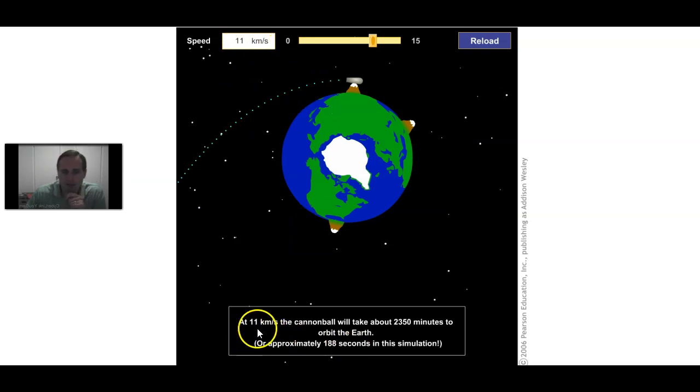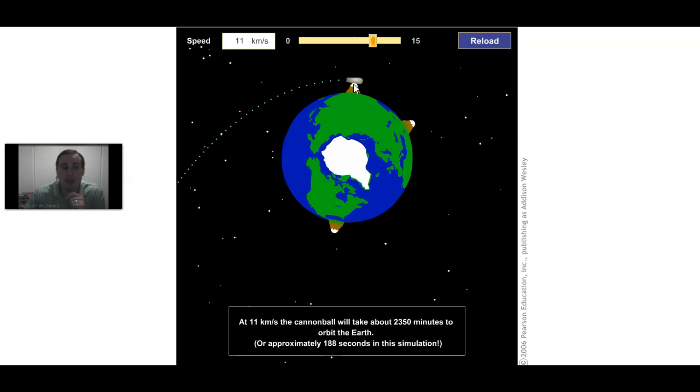Now notice it says at 11 kilometers per second, the cannonball will take about 2,350 minutes to orbit the Earth, or approximately 188 seconds in this simulation. So that is to say, it's going to take about 3 minutes to come back to this cannon that we launched it from.